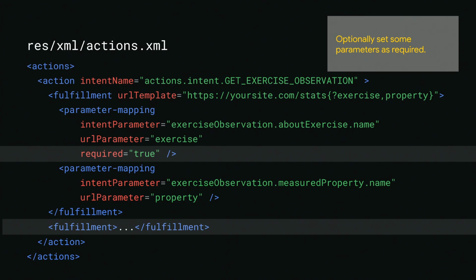Now, this has a couple of implications. It means that you must always have something called a fallback fulfillment. That's a fulfillment at the bottom of your action block that can pick up any action that the user says that doesn't match one of the previous fulfillment blocks. The other implication is that by default, required is going to be set to false. And that must mean that your app should be prepared to receive that parameter with no value set.